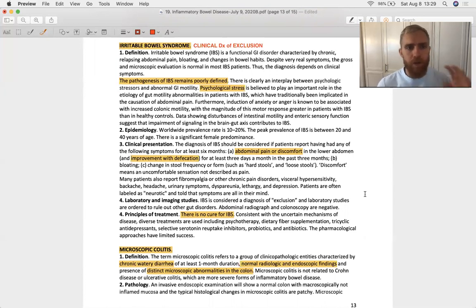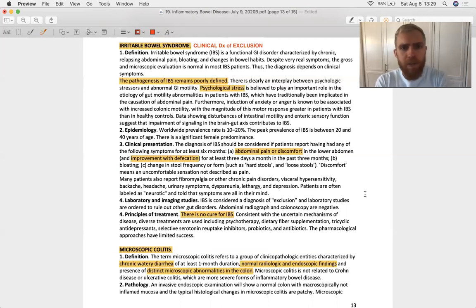And remember that there's a spectrum of IBS from the constipated subtype to the diarrheal subtype, and so some patients have both. And this is the diagnosis that you're going to write down whenever you can't figure out what they actually have, or maybe they don't actually have anything.